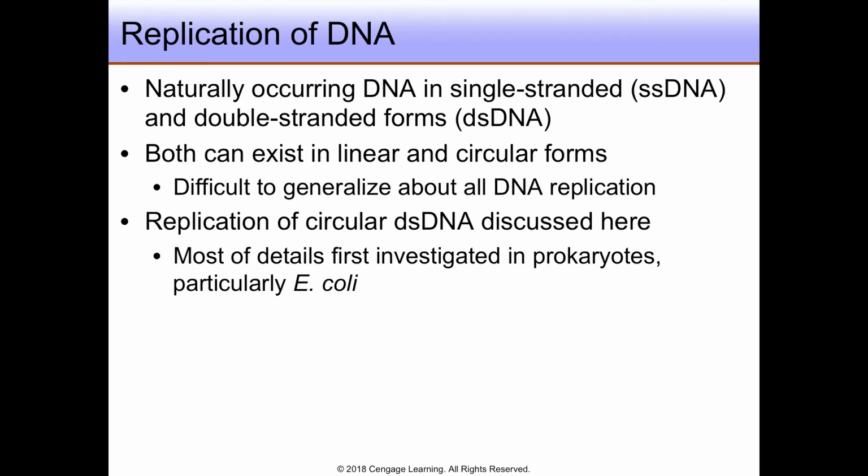As we look into the details of DNA replication, keep in mind that naturally occurring DNA may be either single-stranded, or ssDNA, or double-stranded, dsDNA, depending on the organism. The DNA genome may also be either linear or circular forms. This means that the process of replication might vary some depending on the organism. Because most of the details of this process were first determined in E. coli, and because that is a simple system, we will focus our discussions on the prokaryotic system.